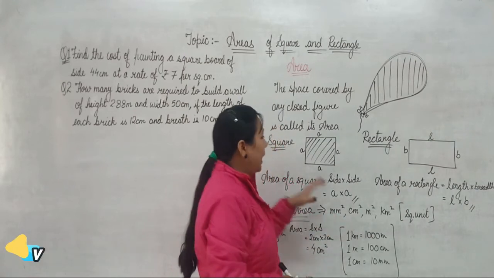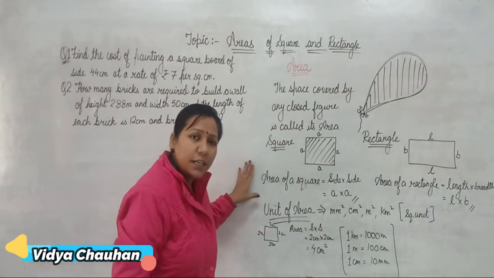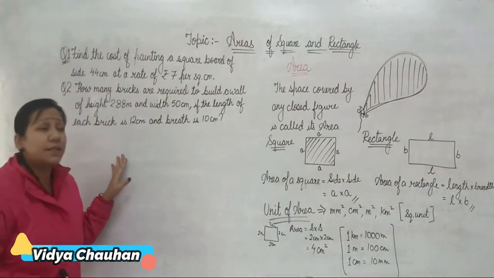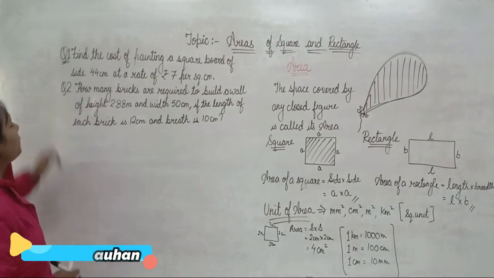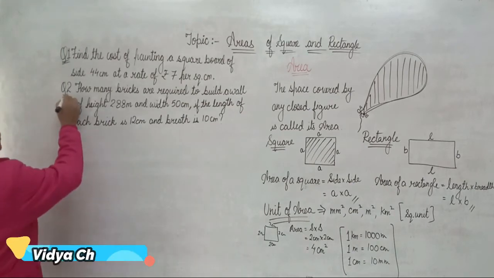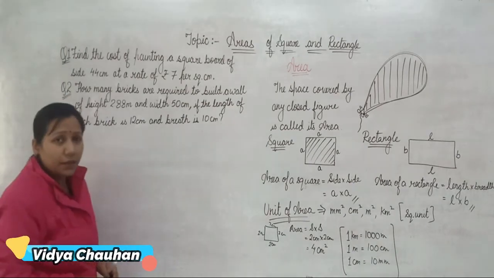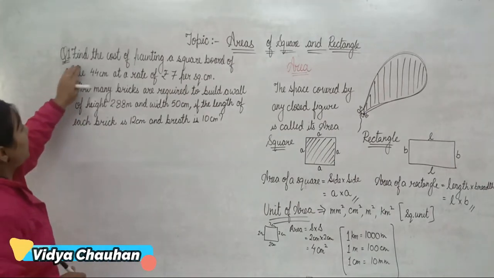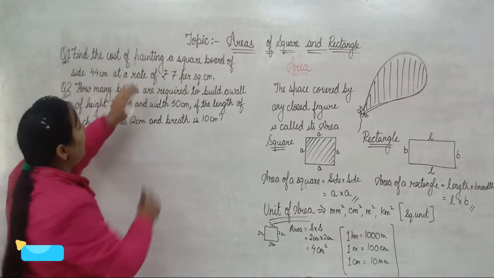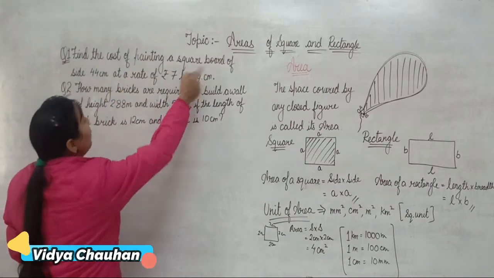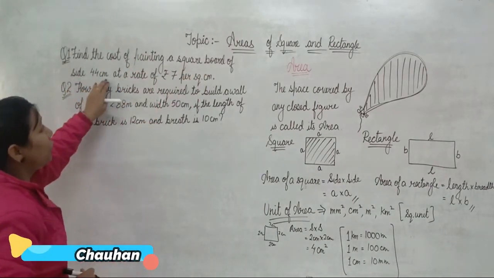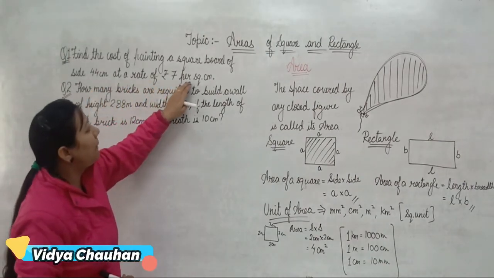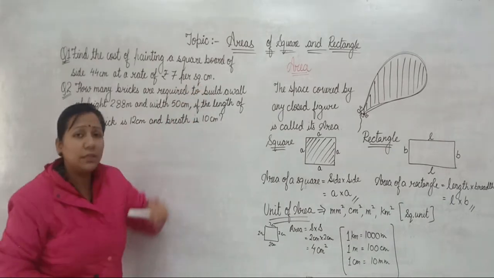Clear, students? Now, after understanding all this concept, let us come back to your questions from the book exercise. I have taken 2 questions from your book exercise whose solution we are going to discuss here. Let us very first start with the first question, and our first question says, find the cost of painting a square board of side 44 centimeter at a rate of rupees 7 per square centimeter.